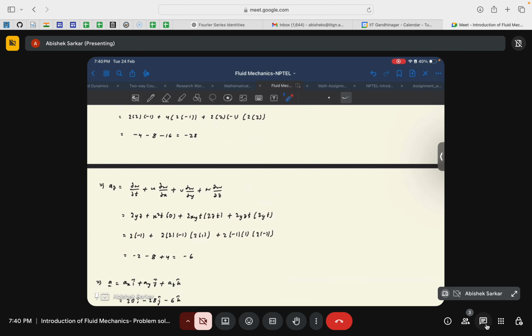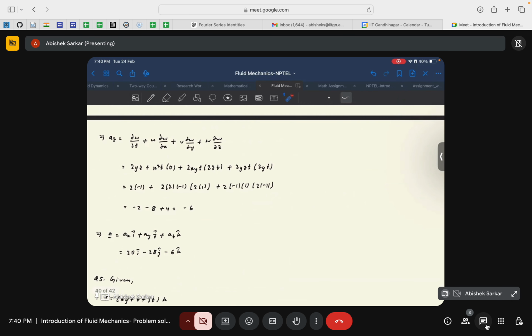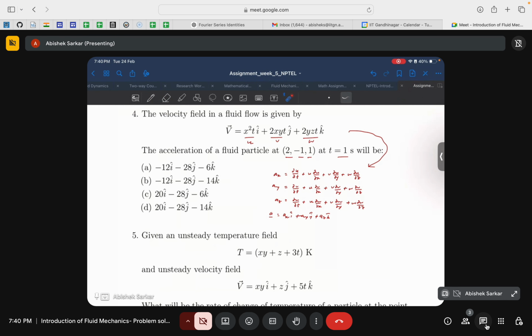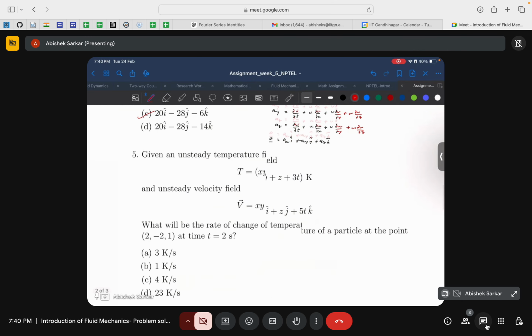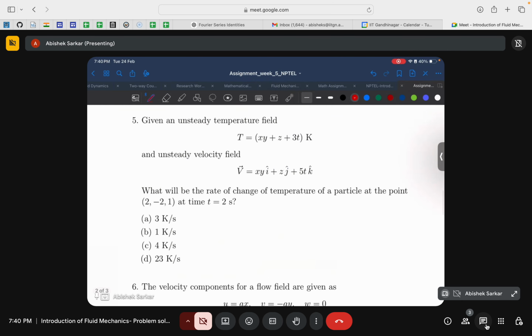If you combine all of them, you will get a as 20 i cap minus 28 j cap minus 6 k cap. So the correct option here will be option C. Question number 5 is exactly the same, so I think we can skip the laborious work. Same thing, and I also shared the answer so you can compare it for your verification.